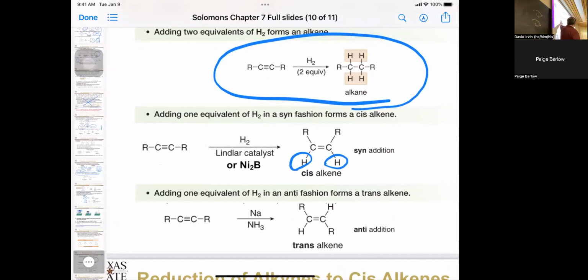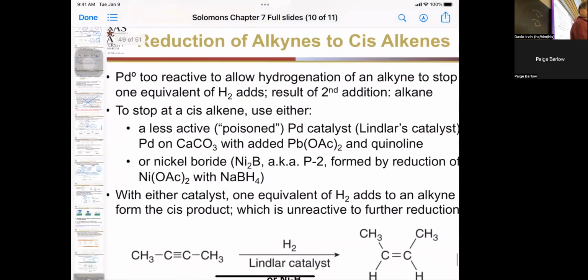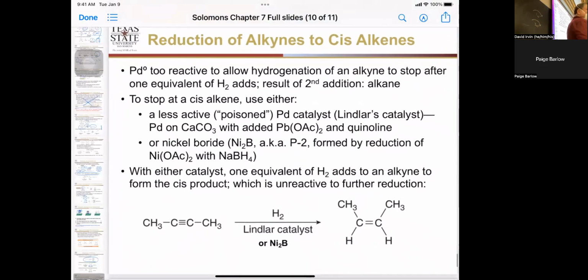But let's talk about this right here, the Lindlar's catalyst or poison catalyst and the cis addition. Syn addition to give us the cis alkene. Okay. So by poisoning the catalyst, we're going to put another metal there that makes it less reactive. Okay. So most of the time we add something like calcium carbonate with lead. Lead and quinoline. Quinoline is an organic molecule with nitrogen in it.